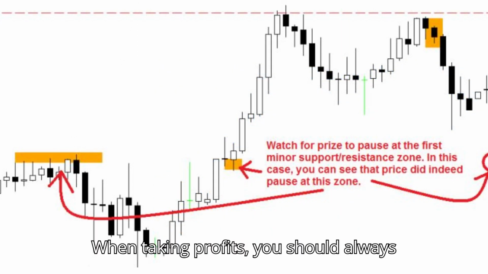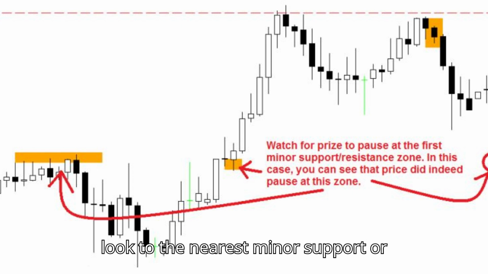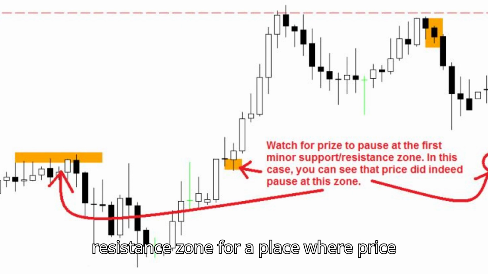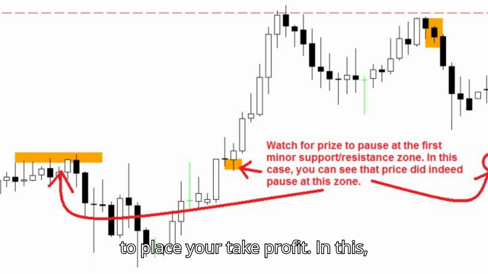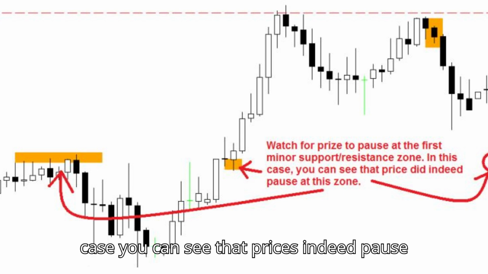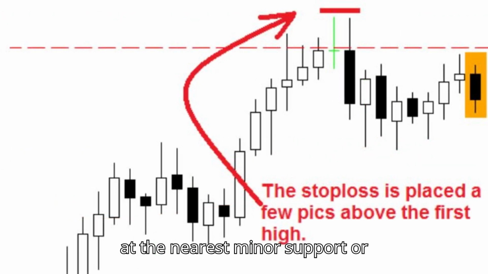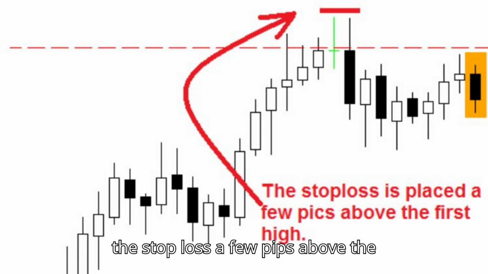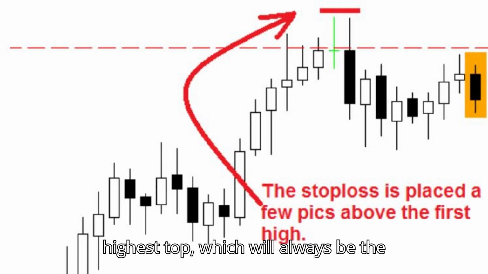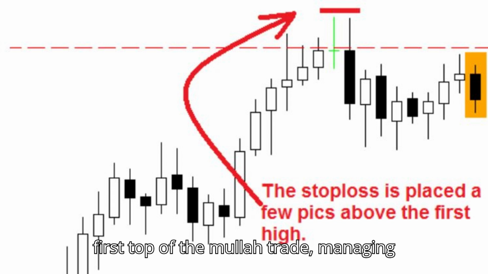When taking profits, you should always look to the nearest minor support or resistance zone for a place where price may pause. These are always good places to place your take profit. In this case, you can see that price indeed paused at the nearest minor support or resistance zone. Recall that we will put the stop loss a few pips above the highest top, which will always be the first top of the Moolah trade.